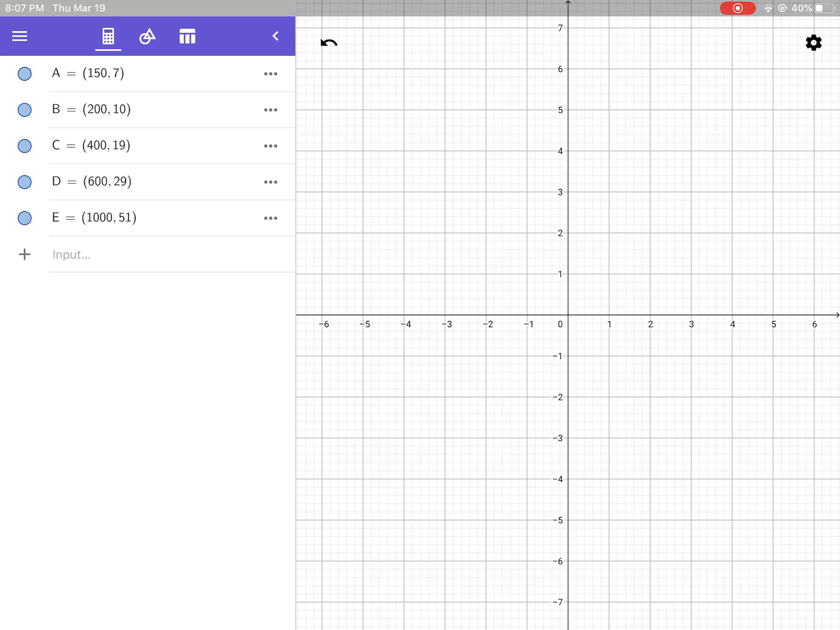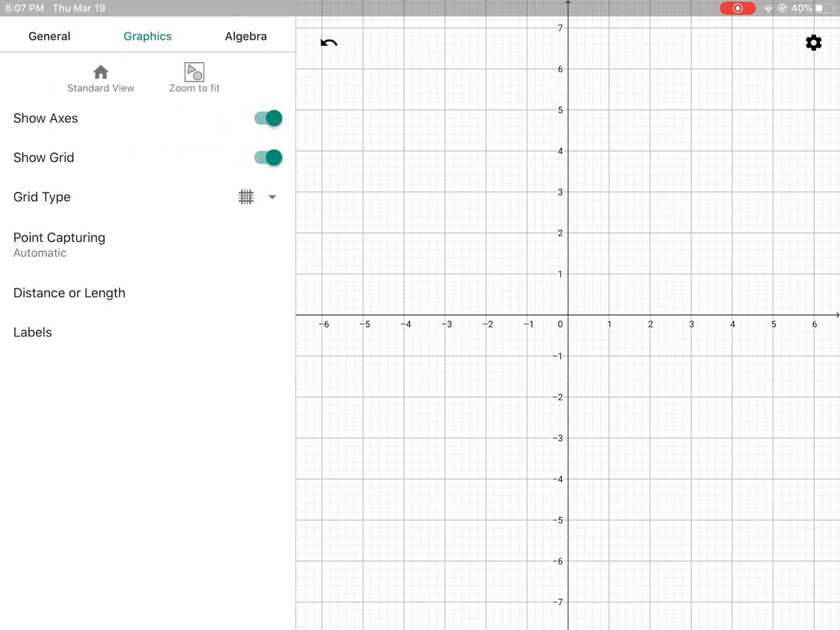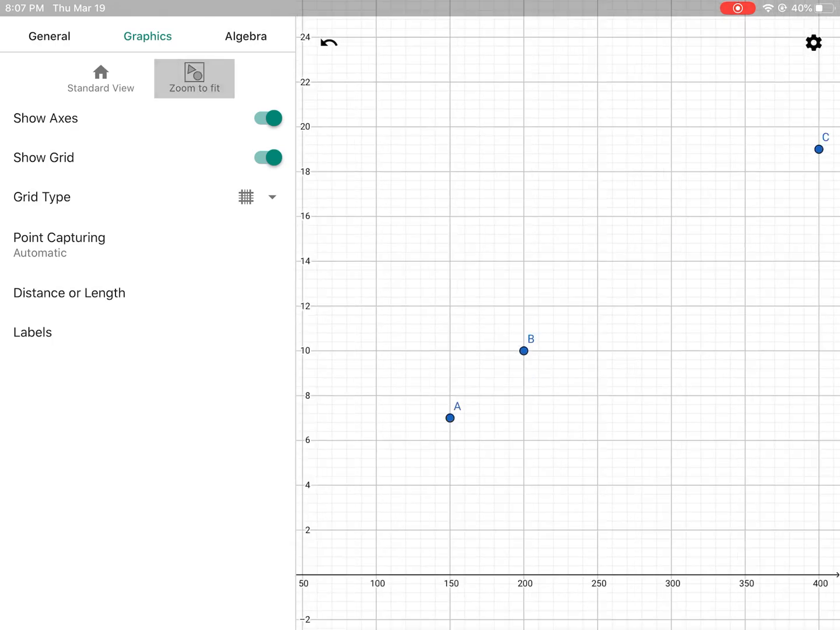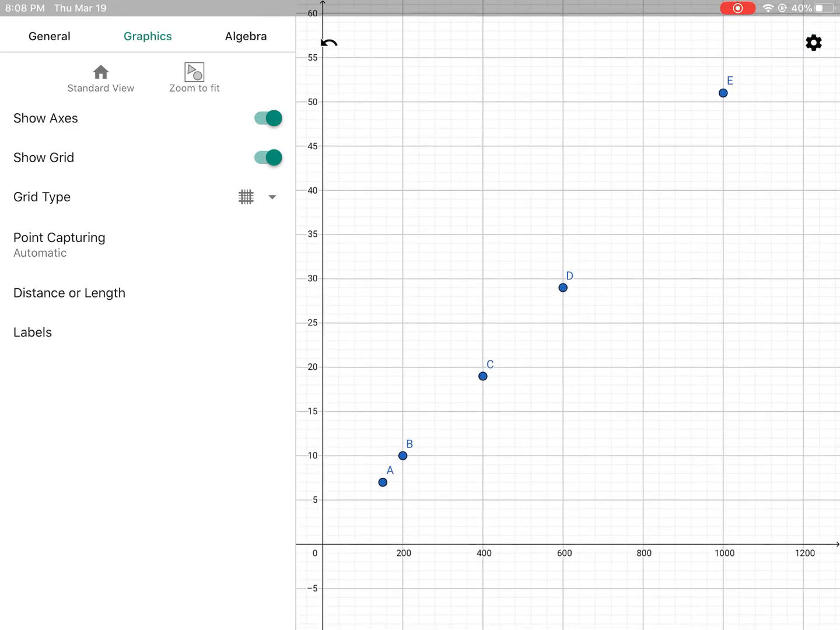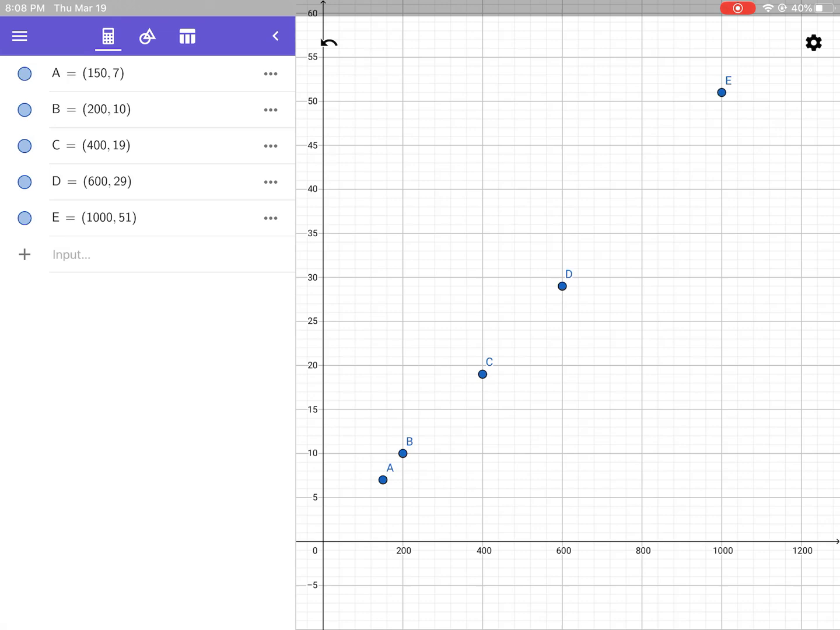Go all the way up to the top, to the little mechanical symbol, that black mechanical symbol, and press that, okay? You're going to press zoom to fit all the way on the top, and all of a sudden it zooms so that it finds the points for you. So now I zoom out a little bit and I can see all the points, okay, and I go back to my table.